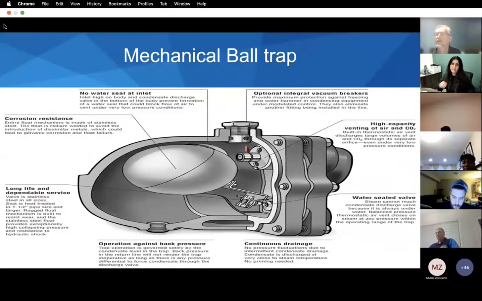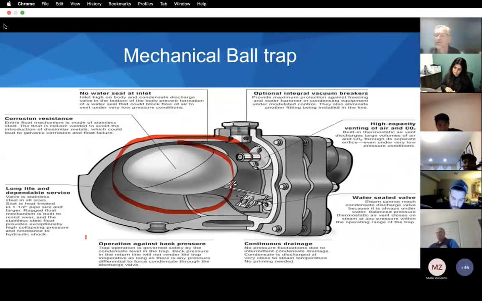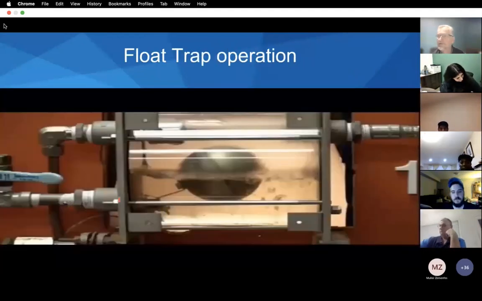So mechanical ball trap, some more details in there, things to read about. I think this is straight out of the book, isn't it? Maybe not. Out of an older book. But the description's all there in the textbook.